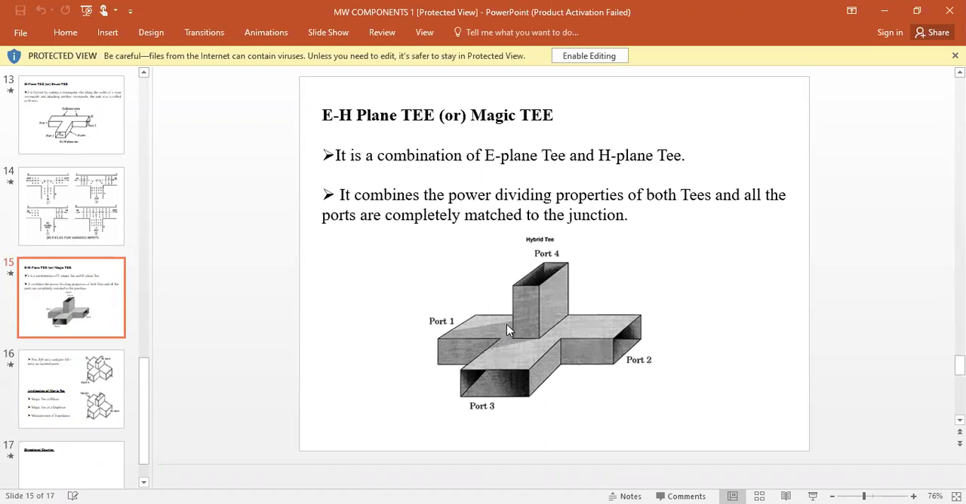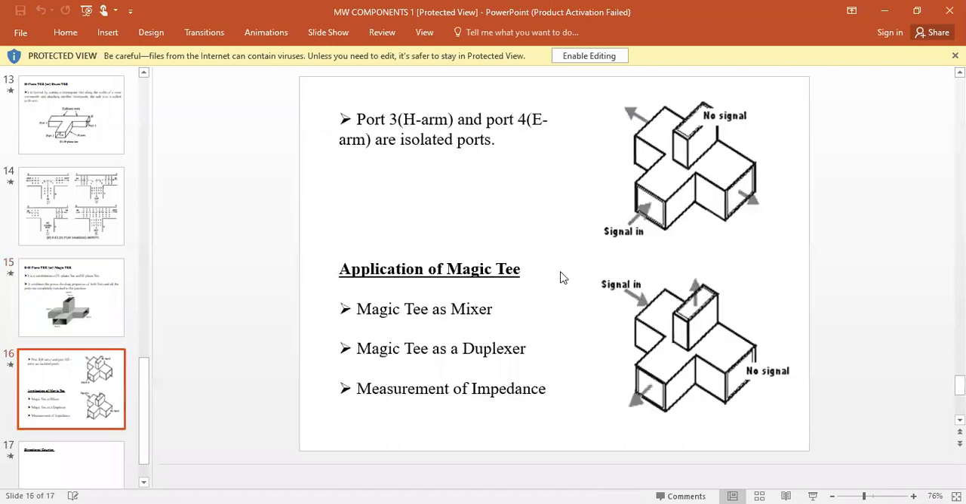We'll see how the characteristics of the magic tee are considered here. It is a combination of the E plane tee and H plane tee. It combines the power division properties of both tees and is completely matched with the junction. With a signal input, no signal will be obtained across the top arm, and it will be split into two directions: port 3, the H arm, and port 4, the E arm.